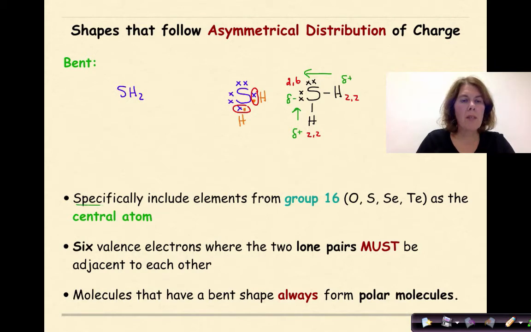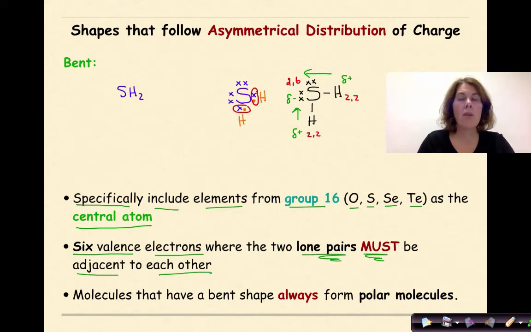So, specifically, include elements from group 16, such as oxygen, sulfur, selenium, and tellurium as our central atom. 6 valence electrons where the 2 lone pairs must be adjacent to one another. That's absolutely critical. Molecules that have a bent shape always form polar molecules.